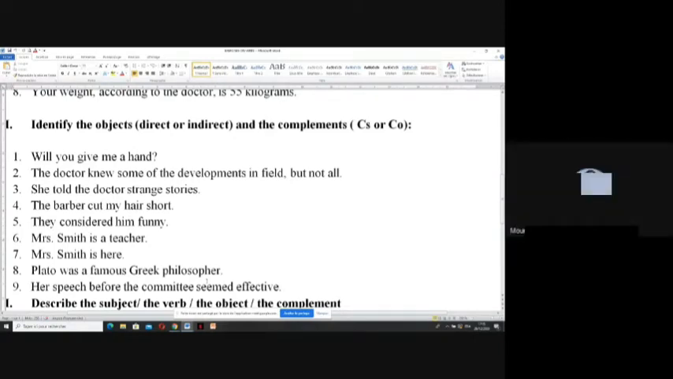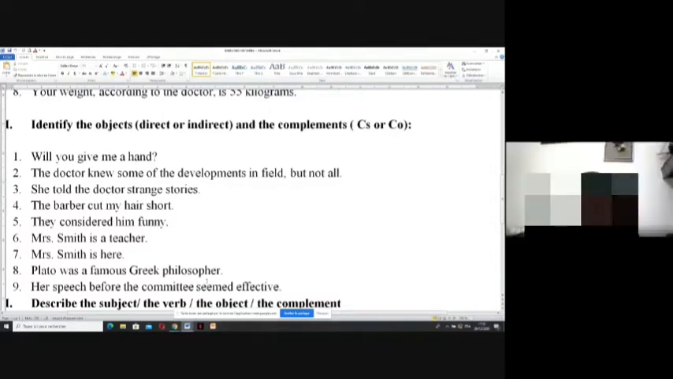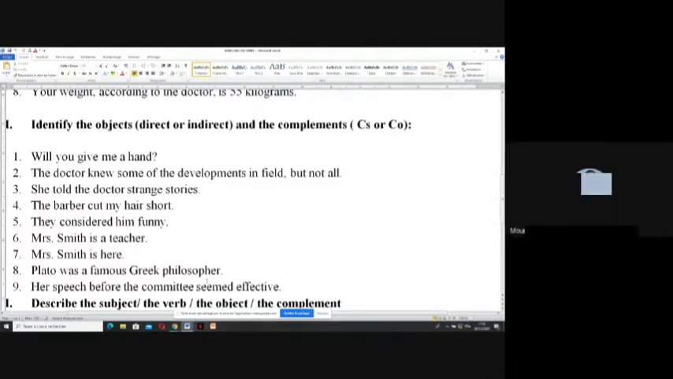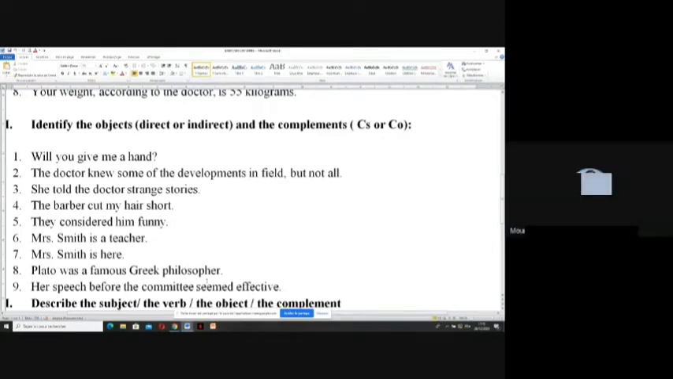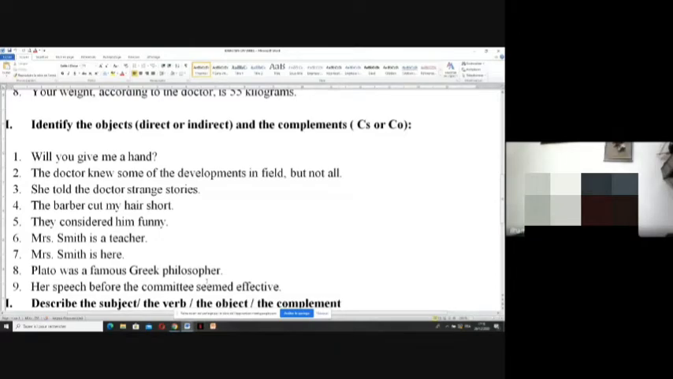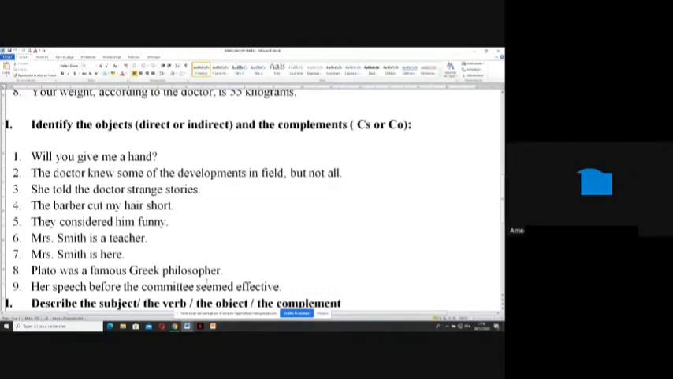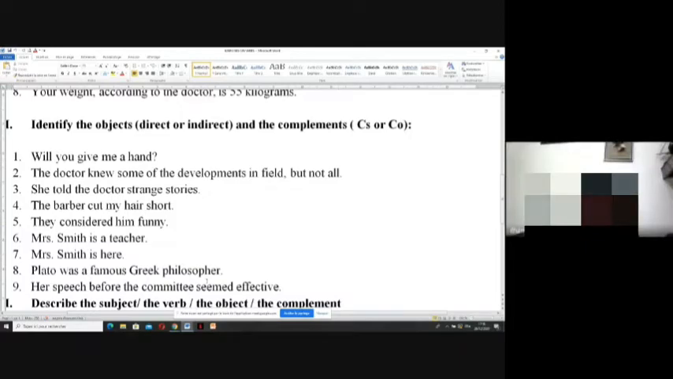Plato was a famous Greek philosopher. The verb was is an intensive verb, because it links the subject and the subject complement. Good. So what is the subject complement here, Malki? A famous Greek philosopher. What's the category of this subject complement? Is it a noun phrase? Yes, it's a noun phrase functioning as a subject complement.